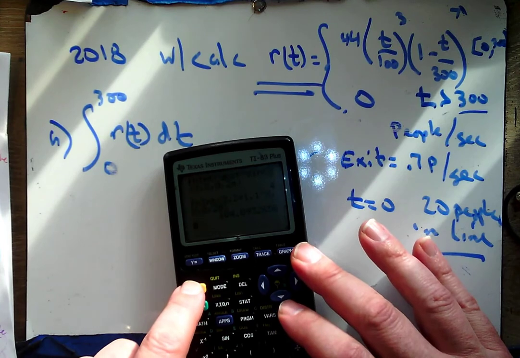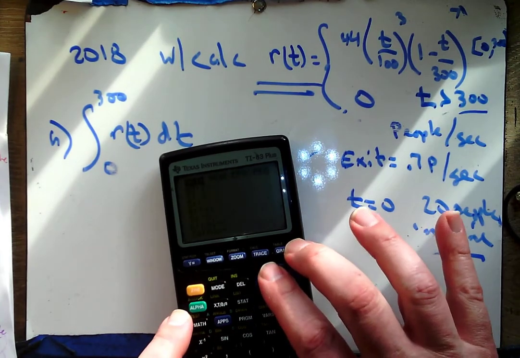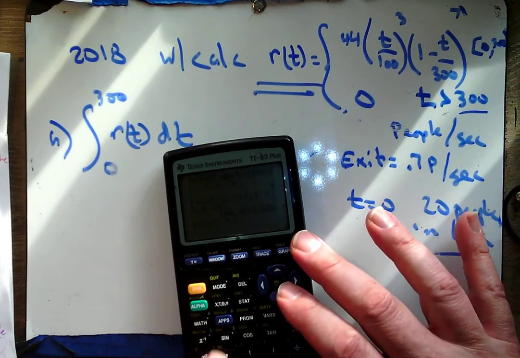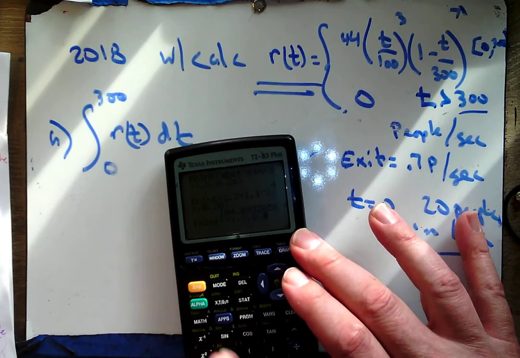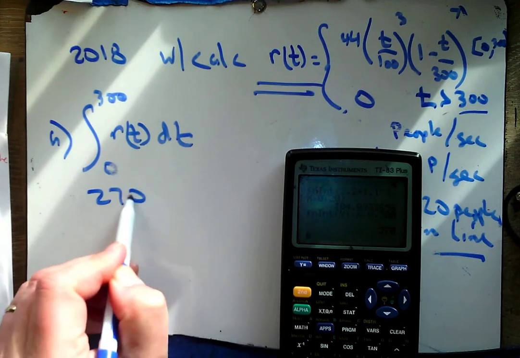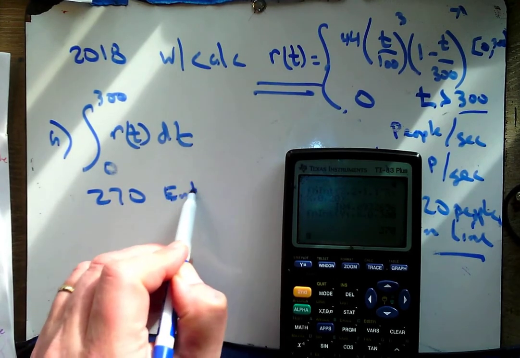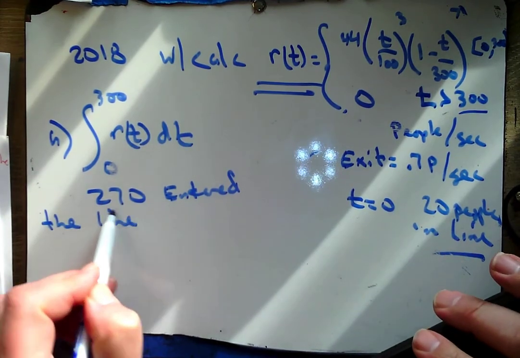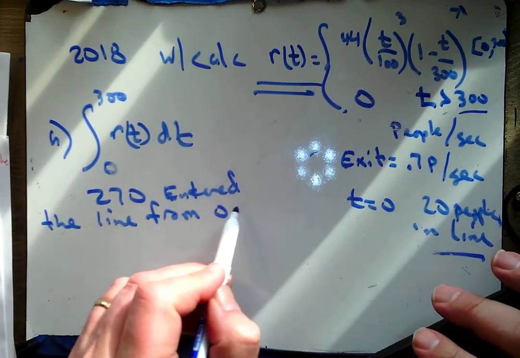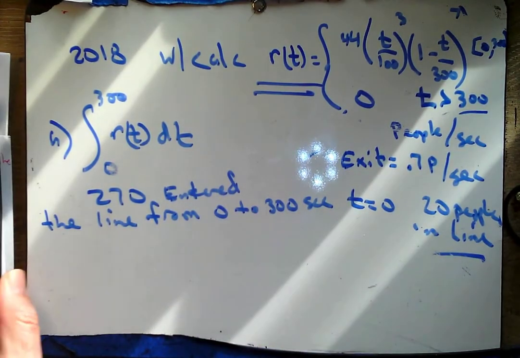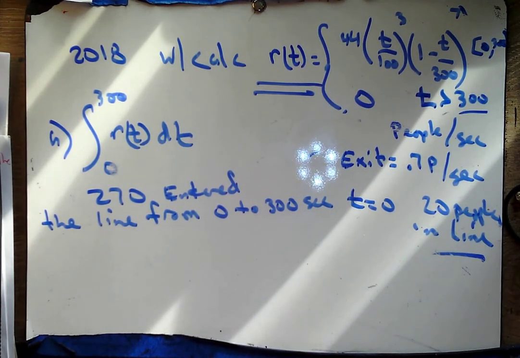So I'm going to go back here. I'm going to do math, integral, 1, comma x, comma 0, comma 300. And I get 270 people entered the line from 0 to 300 seconds. Okay, second question. During the time interval, there are always people in line for the escalator.